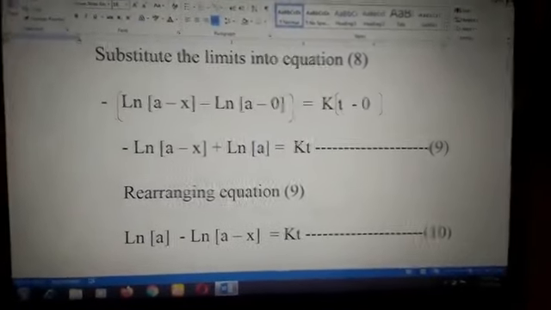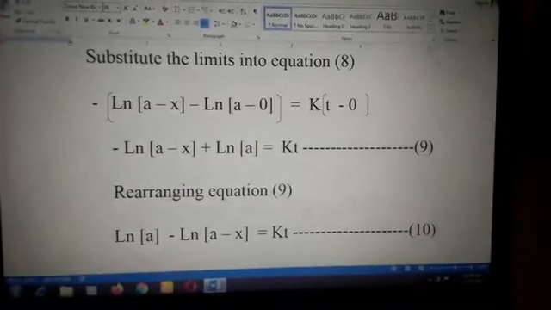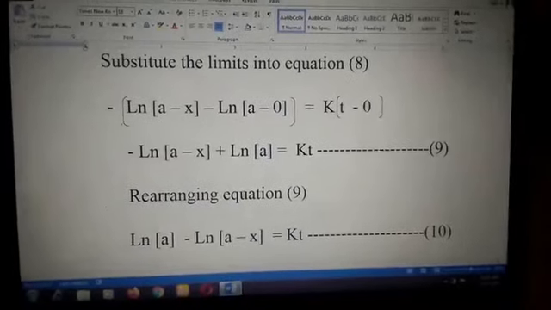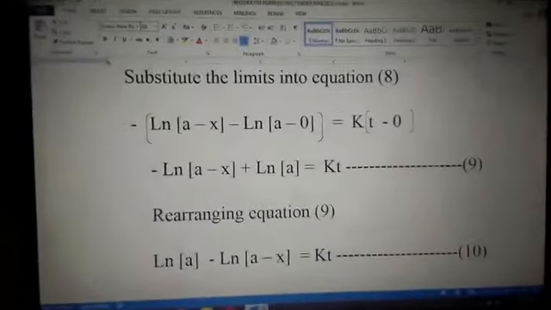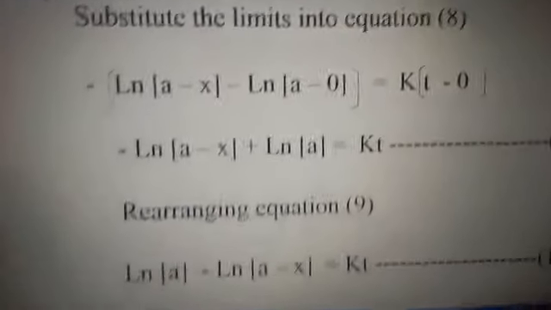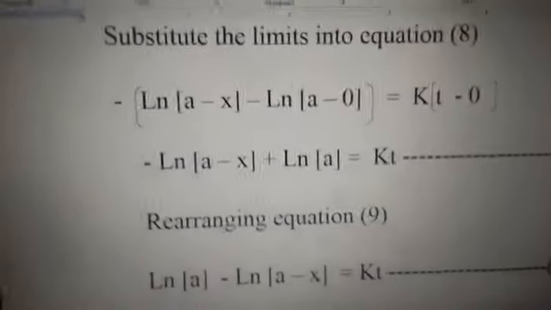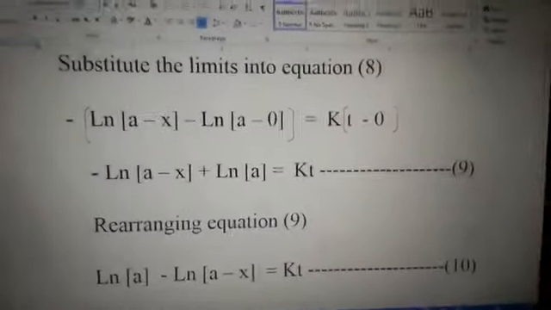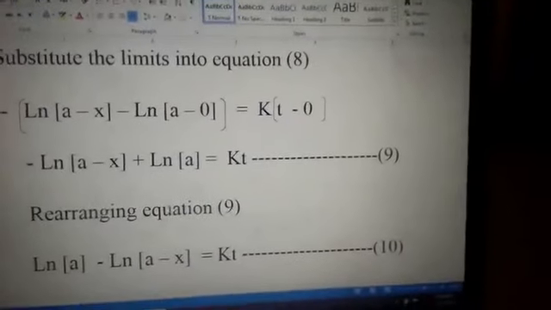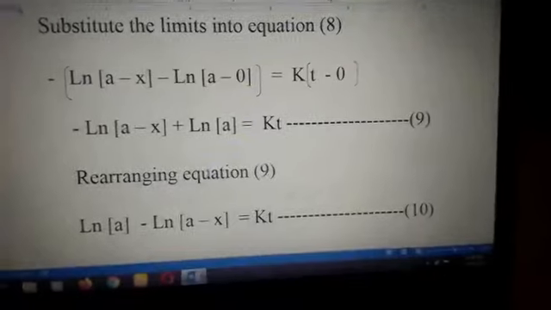So the first term there on the left hand side becomes minus ln a minus s. Then the middle term has a minus sign, but there's a minus in front covering the whole bracket. The minus in front, multiplied with the minus at the middle, gives you plus. So that's why the middle minus changes to plus. Then ln a minus 0 gives you a, equal to kt, because t minus 0 gives us the same t. We are obtaining equation 9.